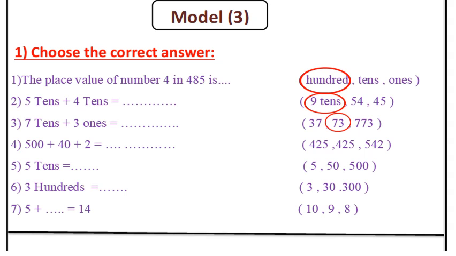500 plus 40 plus 2. 500 means I have 5 in hundreds. 4 tenths means I have 4 in tenths. 2 means I have 2 in ones. Okay, if I have 5 in hundreds, 4 in tenths, 2 in ones, that's equal 542.